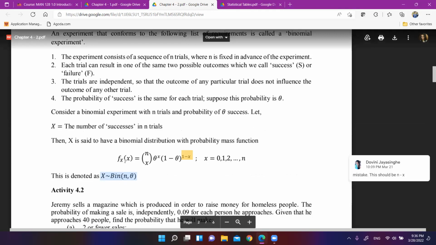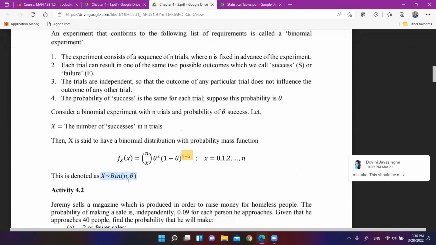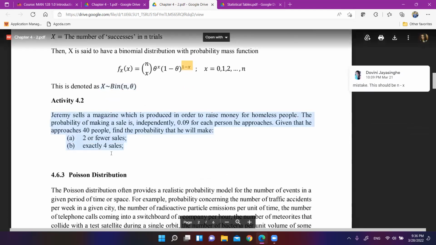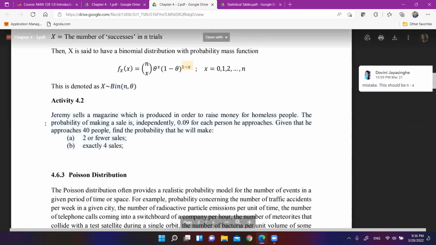Within brackets, what is the first parameter? You must give it in this order. Don't write theta, n. n, theta: number of trials, the success probability. Right? This is a simple example that is given to understand the binomial distribution.